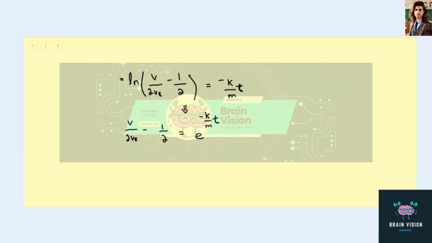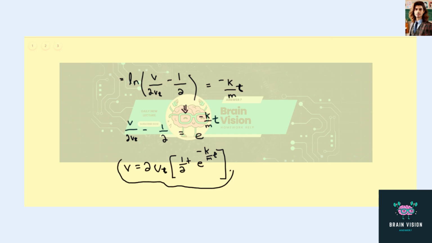Now I'm going to add a half over, and I'm going to multiply both sides by 2vt. When I do that, I get the final answer, which is 2vt times 1/2 plus e to the minus k over m t. And that's the final answer.